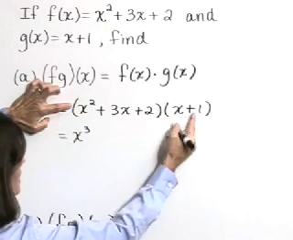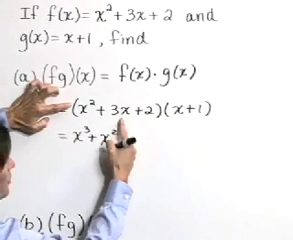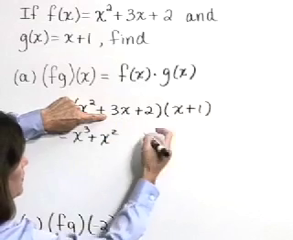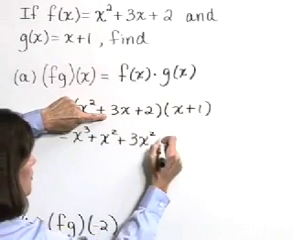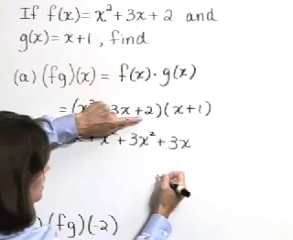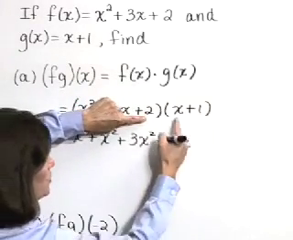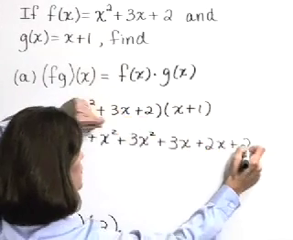plus x squared times 1, or x squared. Move to the 3x. 3x times x is 3x squared, and 3x times 1 is 3x. Lastly, the 2. 2 times x is 2x, and 2 times 1 is 2.